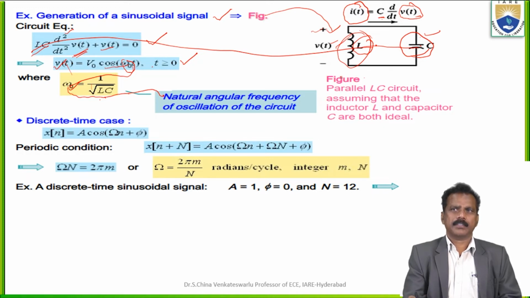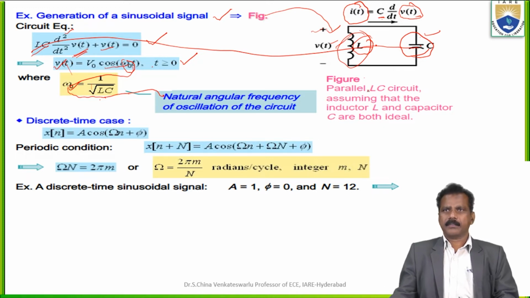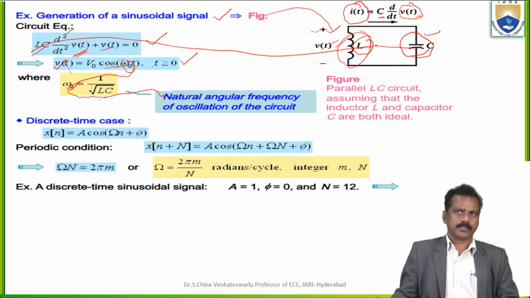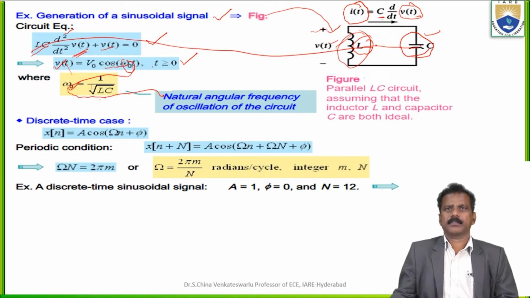We have considered a parallel LC circuit, assuming that the inductor L and capacitor C are both ideal. This is related to the generation of a sinusoidal signal with reference to the circuit diagram and mathematically, where the natural angular frequency of oscillation of the circuit will be reflected. This is related only to the sinusoidal signal.